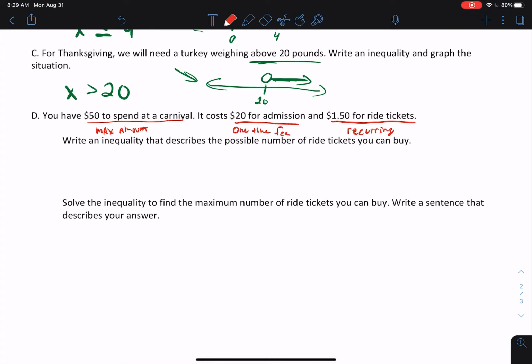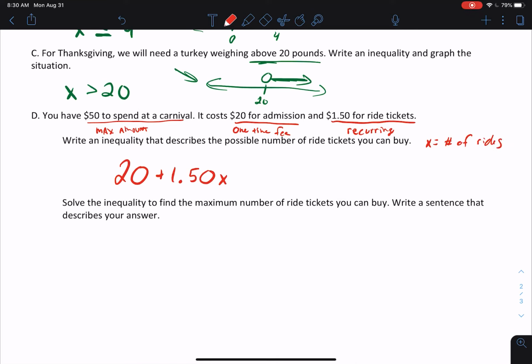All right, so write an inequality that describes the possible number of ride tickets you can buy. All right, so if I wanted to write an inequality, let's just think about how much money it's going to cost at the carnival, okay? It's $20 just to get in the door. And then it's $1.50 per ride. So I have to add $1.50 per ride. So x is going to represent the number of rides, okay?